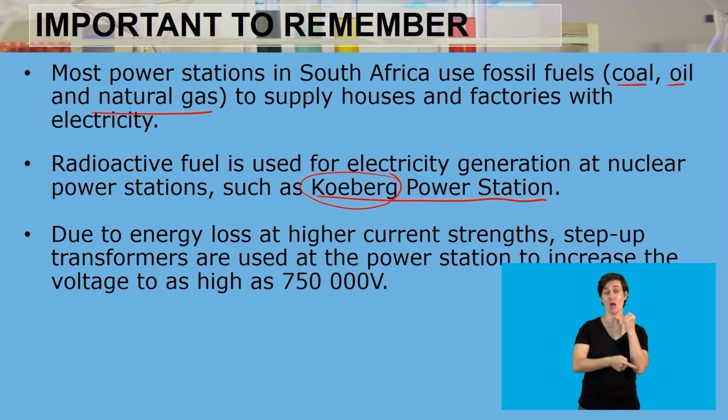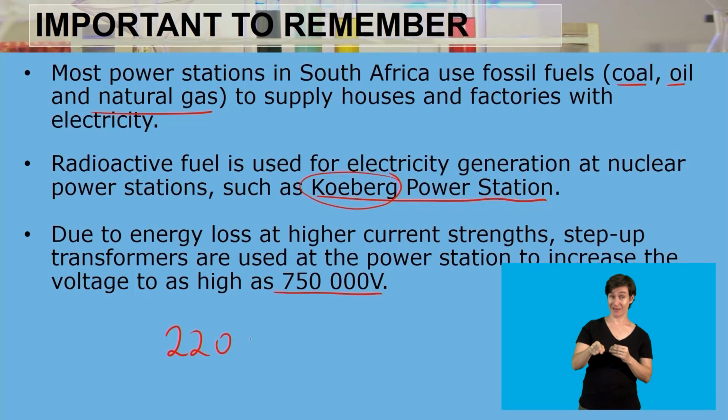And then lastly, due to energy loss at higher current strength, step-up transformers are used at a power station to increase voltages to as high as 750,000 volts. Now remember, we can use the two transformers, being the step-up transformer and the step-down transformer, to either increase the voltage or to decrease the voltage to what we want to use.